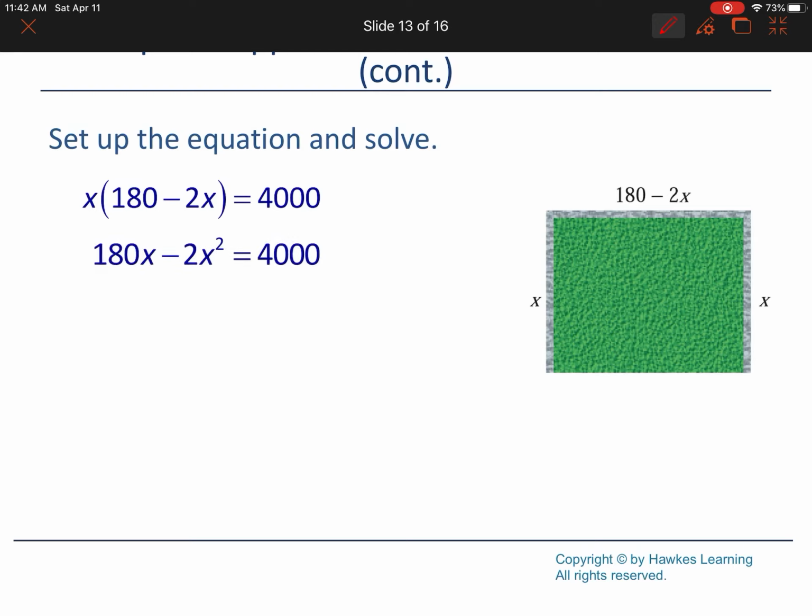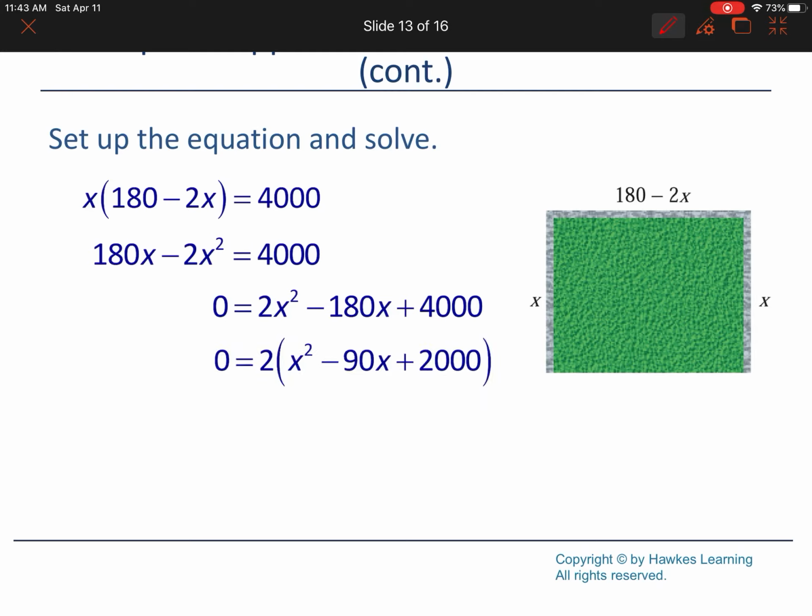So here we go as we finish. Again, we have that negative x squared term, so I'm going to put it on the right-hand side so it's positive. And we have a common factor of 2, so I'll pull that out. And now we're left with this quadratic, and we have 2 numbers we've got to find that multiply to be 2,000, but when you add them up, they're negative 90, so they're both going to be negative.